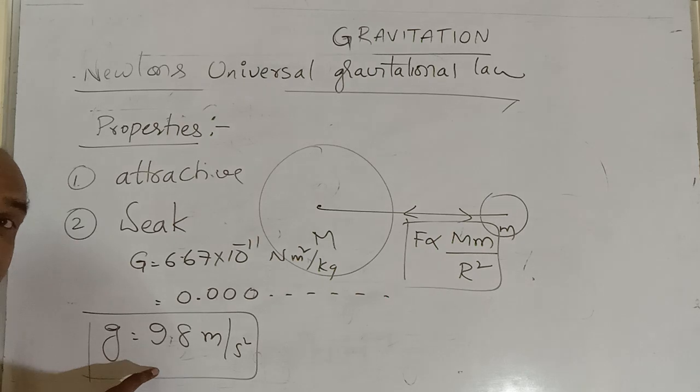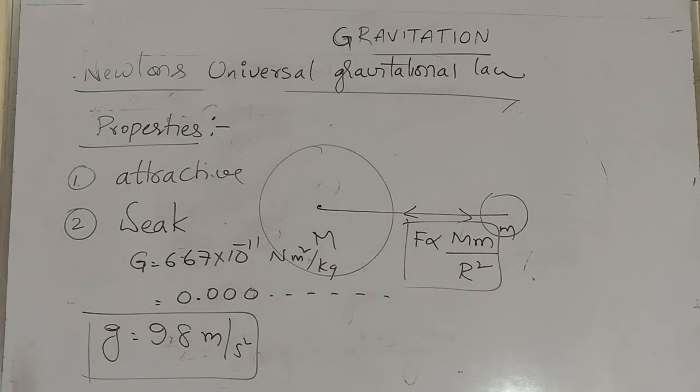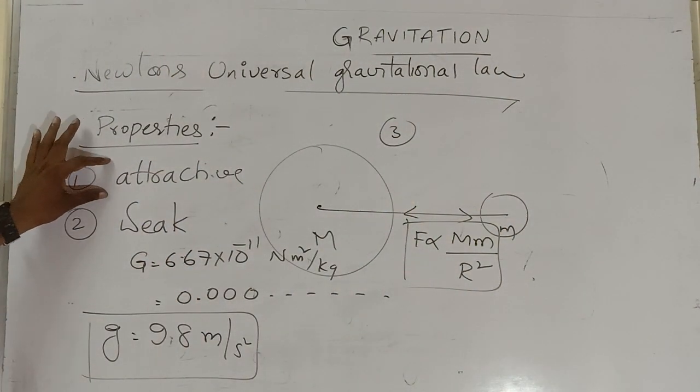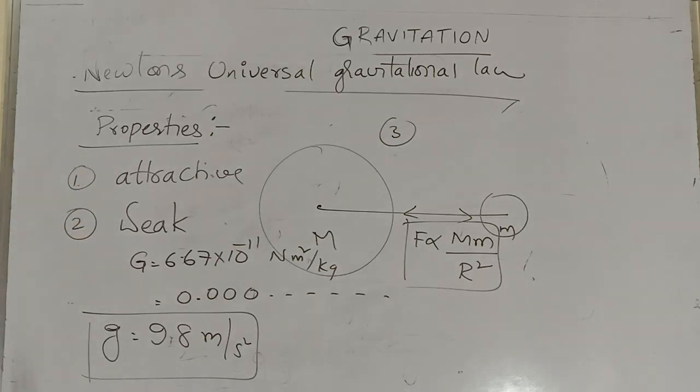If there was no gravity, imagine, everything would escape from the earth. At that time, no living organism would be present on the earth. Its gravity is very high, but gravitational force is very less. Number 3, first one, gravitational force is the attractive force. Gravitational force is a very weak force.